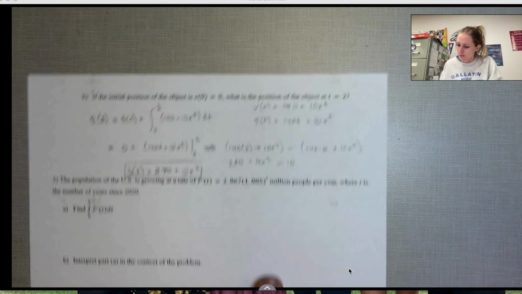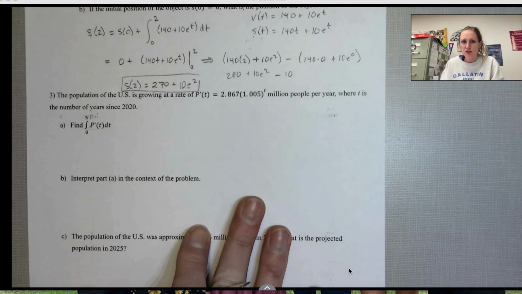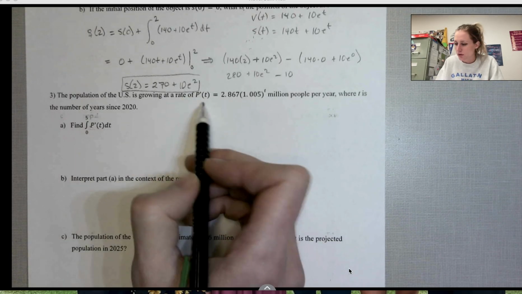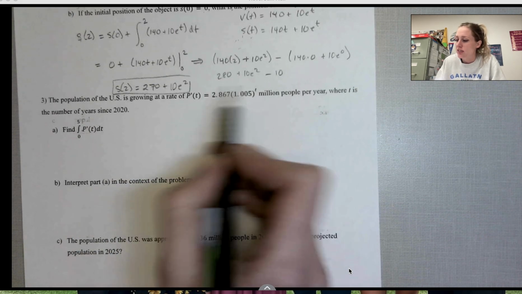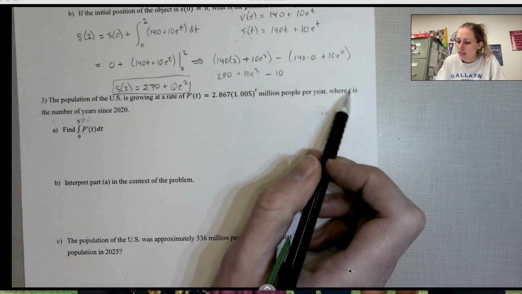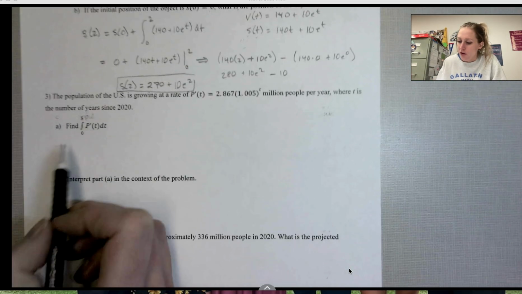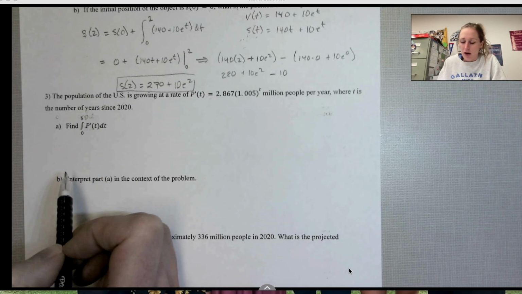Okay. The population, different example now. The population is growing at a rate, right? Derivative makes sense because that's always a rate of change. So we're talking about a population change, and we're given the rate of change is this function. And our unit is million people per year. T is our number of years starting at 2020. Okay, so they want us to find the definite integral of p prime of t.